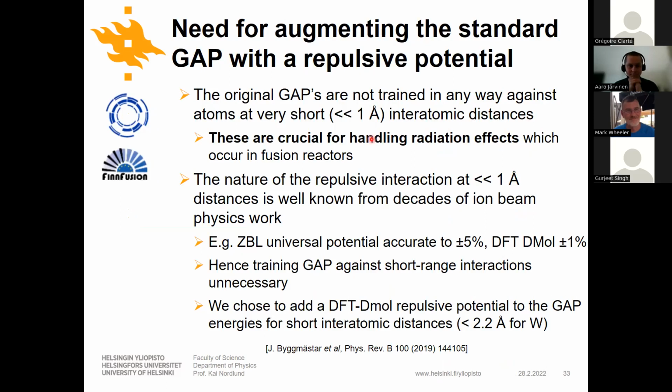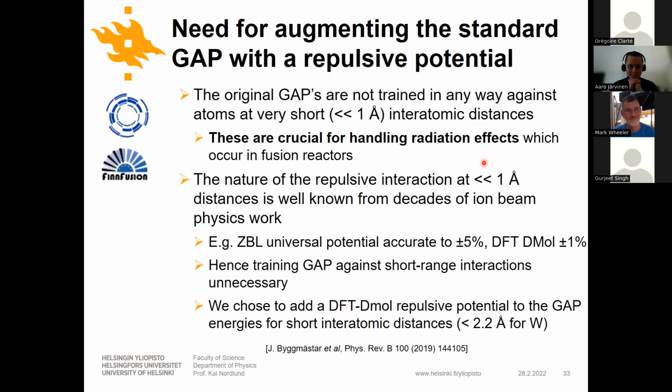But we figured out, when we got interested in this about 5 years ago, that they couldn't be used for radiation effects relevant to fusion reactors. Because the original GAP potentials were not trained in any way on the short interatomic distances, which means that you could get completely random results. And this, of course, relates to the fact that machine learning generally cannot extrapolate. So if you try to do an extrapolation, this could go really horribly wrong.